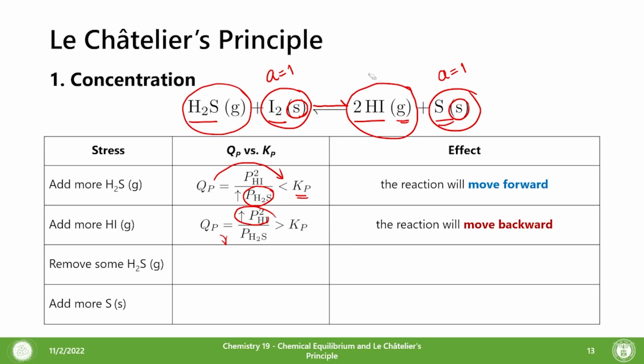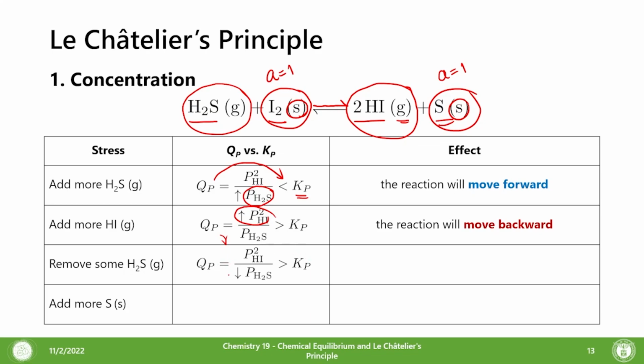Okay, how about if we removed some H2S? What happens? If we remove some H2S, then the denominator gets smaller and therefore the numerator gets larger. So our reaction quotient actually gets much larger than our equilibrium constant.